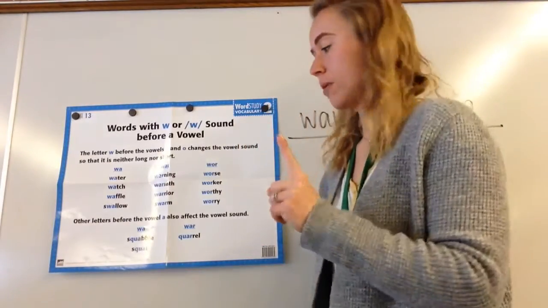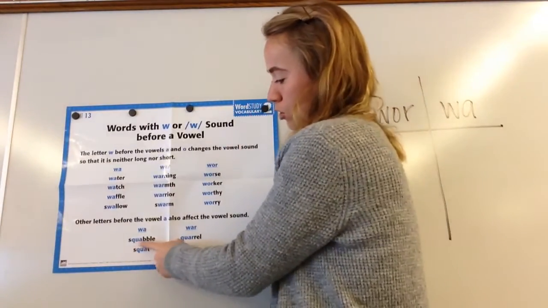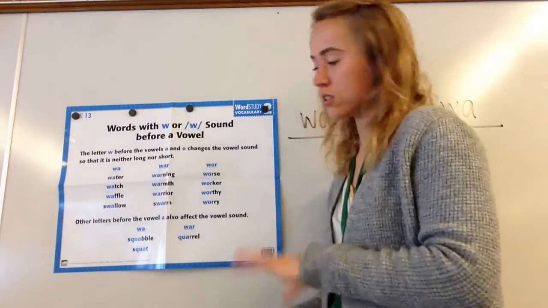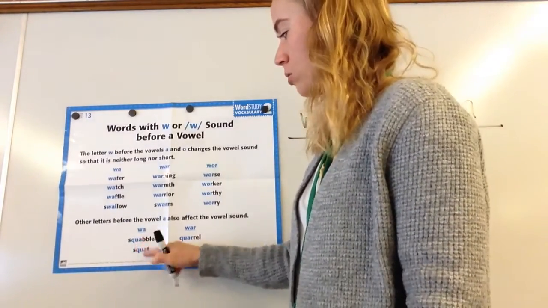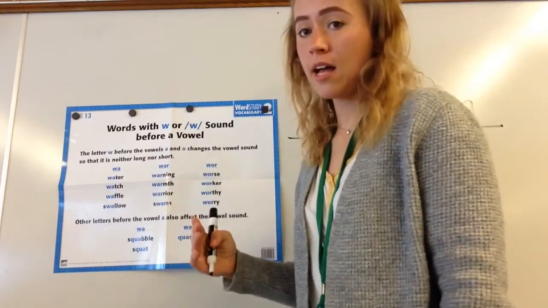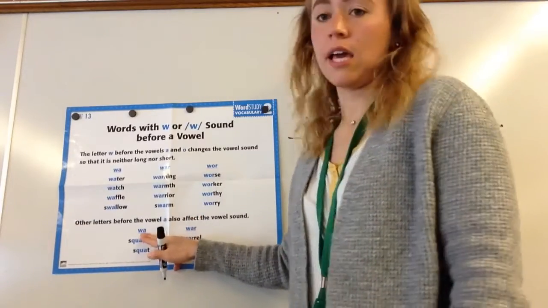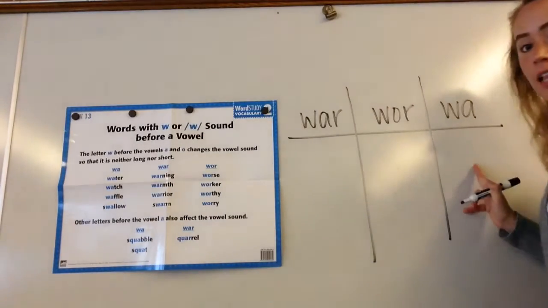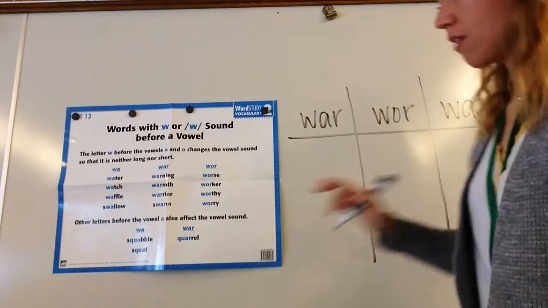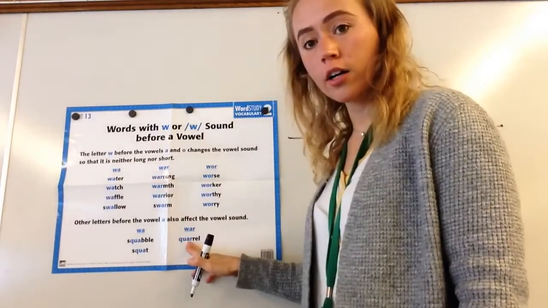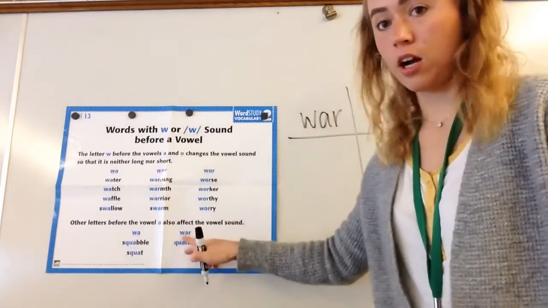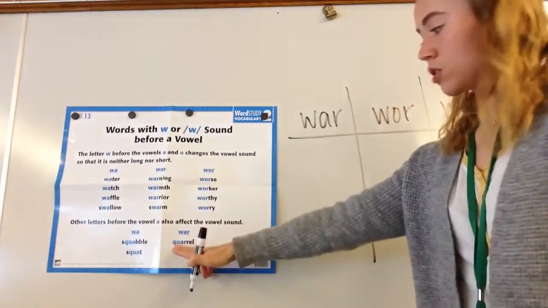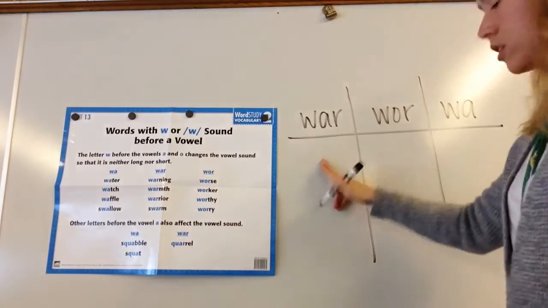I forgot to say this part. With the Q-U-A words, whenever you see Q-U-A, if we were to sort that, it would go under the W-A column. So this word squabble would go under this column over here. If it had Q-U-A-R, it would go under the W-A-R, because that sounds like the same sound. So then quarrel would go under this one here.